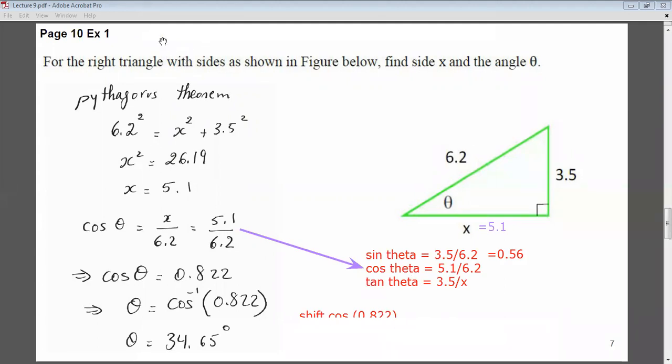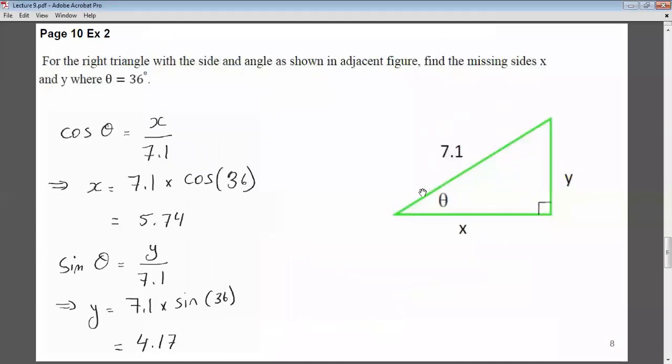Next problem. For the right triangle with the side and angle as shown in the adjacent figure, find the missing sides x and y where theta equals 36. So this is theta here. We know it, it's 36. So we need x and we need y.